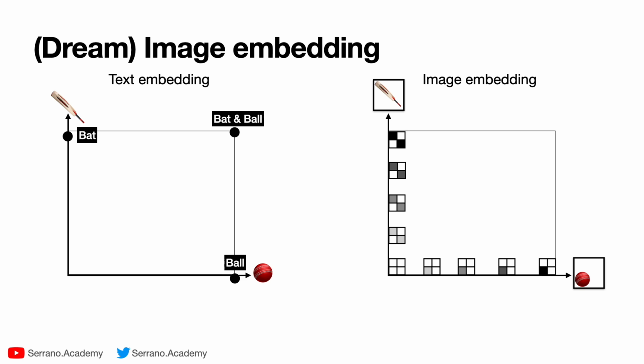So that diagonal gets darker and darker. So anything that is close to the bottom right looks like a ball, and anything that is close to the top left looks like a bat. And what happens with the top right? Well, those are the images of a ball and a bat. Now, as I said, this is too optimistic. This is not the image embedding we are going to have. The image embedding looks very different.